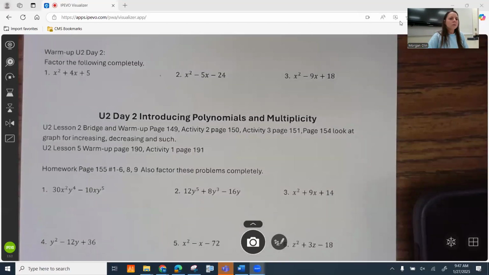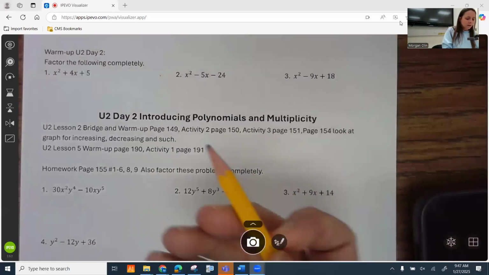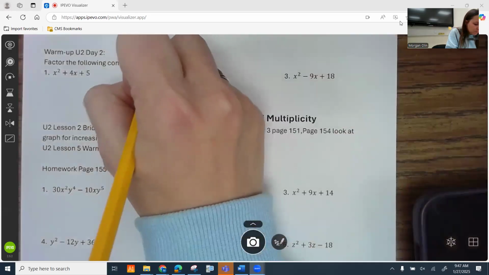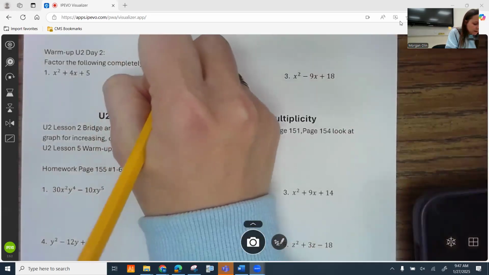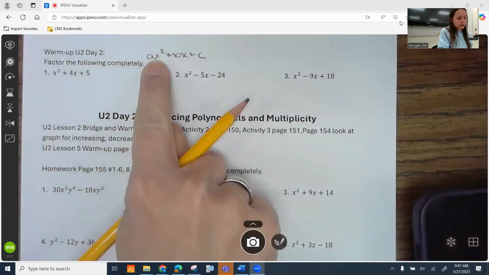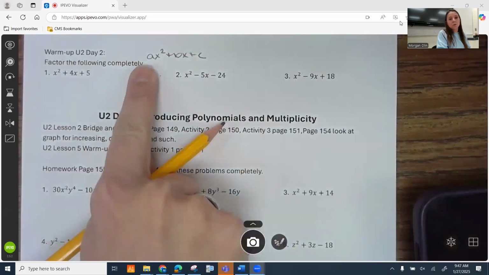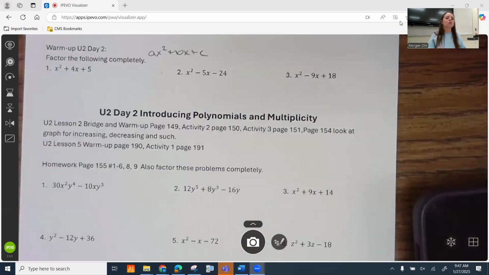Hello, we're going to start Unit 2, Day 2. We are going to introduce polynomials and multiplicity, but before we do that, we're going to do a warm-up with factoring. If you remember the problems in the form ax squared plus bx plus c, we're going to factor these, but here in all of these, our a value is 1. This should be a short factoring.